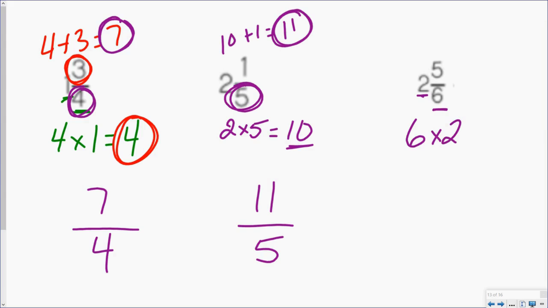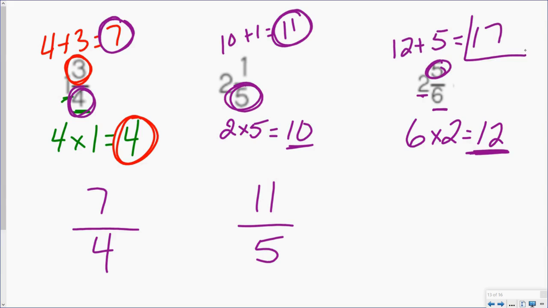Last one here, I'm going to take the 6 and multiply it by the 2. So I'd have 6 times 2, which would give me 12. I'm going to take this 12 right here and add it to the 5 right here. And that is going to give me 17. Now I'm going to take this 17 right here and make it my numerator. And then I'm going to keep my denominator the same, which is 6. So my denominator is still 6, and I have 17/6.